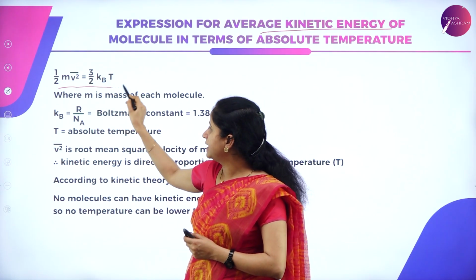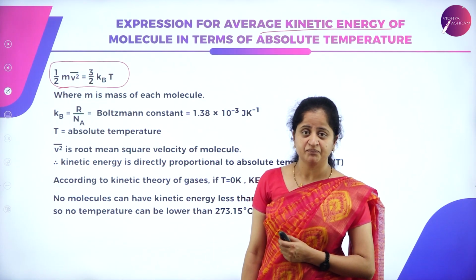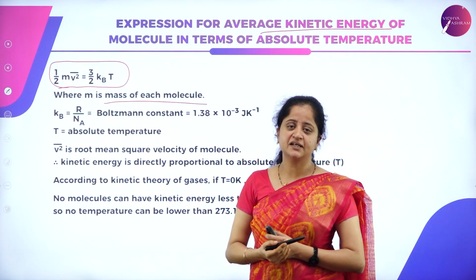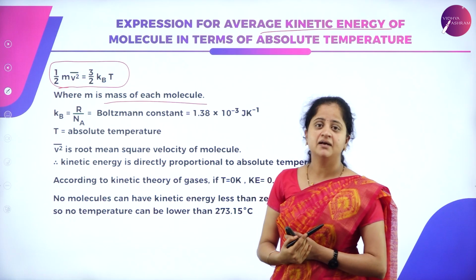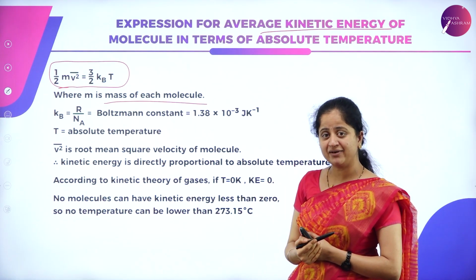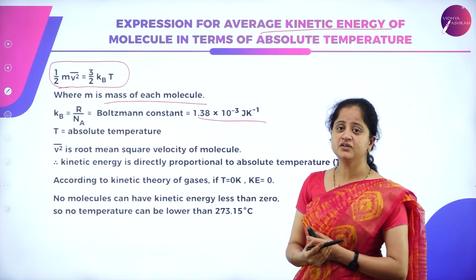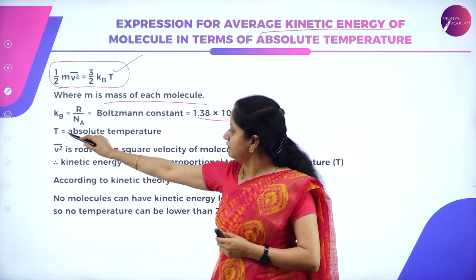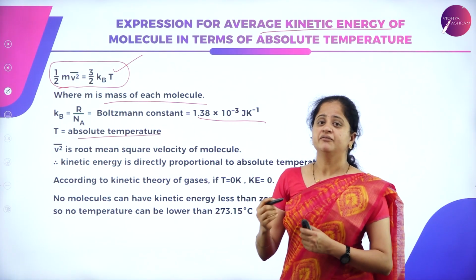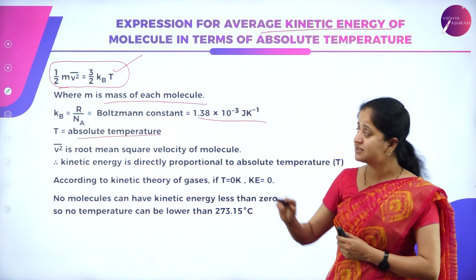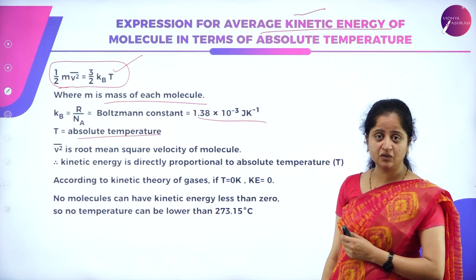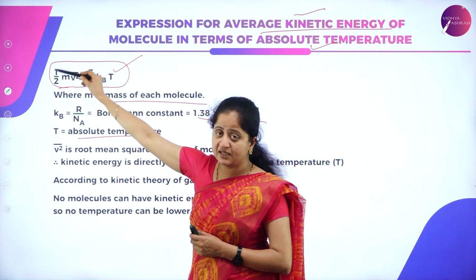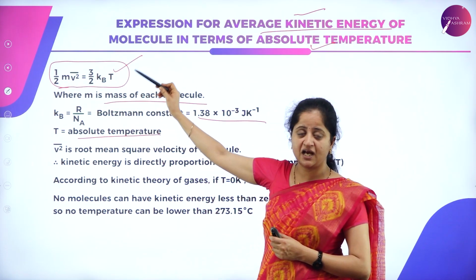That is given by the expression 3 by 2 kB into T, where in this expression m is the mass of each molecule, kB is the Boltzmann constant. It is given by R divided by Na, where R is the universal gas constant and Na is the Avogadro number, and the value is 1.38 into 10 power minus 23 joule per Kelvin. Here you can observe T is the absolute temperature. We are writing the expression which relates the average kinetic energy of a gas molecule in terms of absolute temperature.